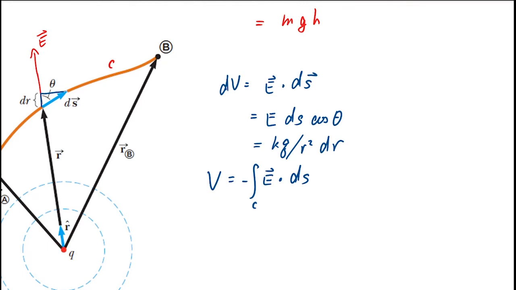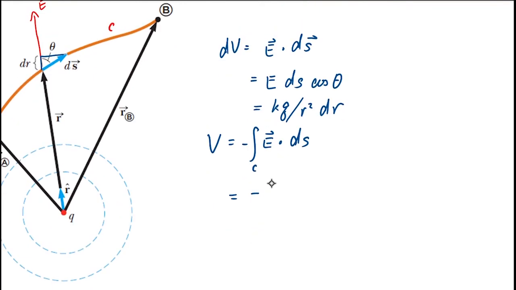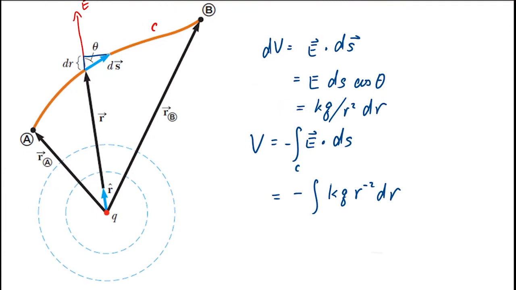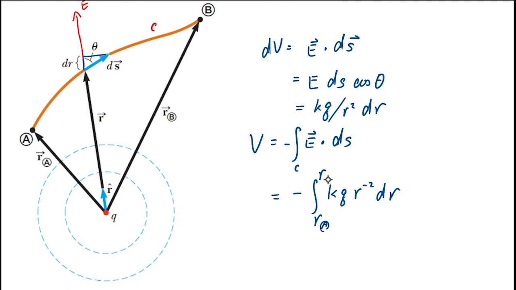Let's substitute that here. Okay, so our potential is negative integral of kq, and then r to the negative 2, and then dr. So far, so good. And then we'll call this radius at point A, and then radius at point B. What that means is, whatever this radius is, if you draw the radius here, this radius to that radius. Get it? Okay.